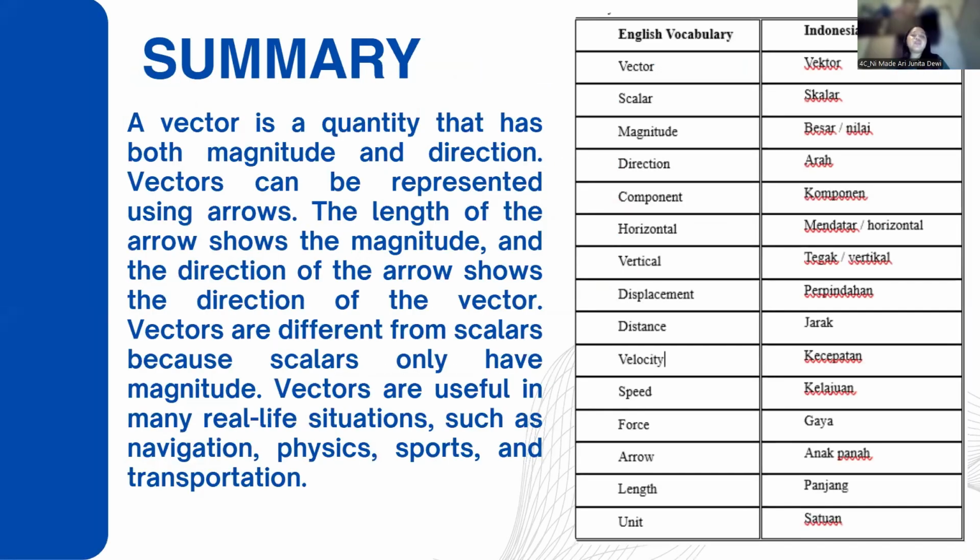And now let's review some vocabulary related to vectors. The first word is vector. The second word is magnitude, which means besar or nilai. The third word is direction, which means arah. The fourth word is component, which means komponen. The fifth word is displacement, which means perpindahan, and the other ones.